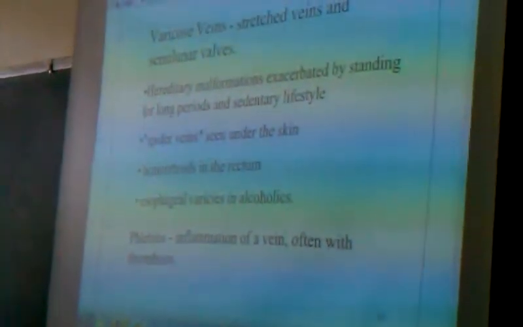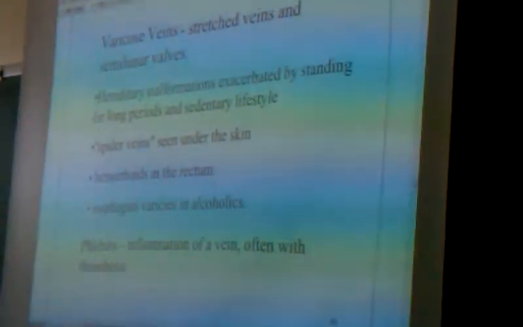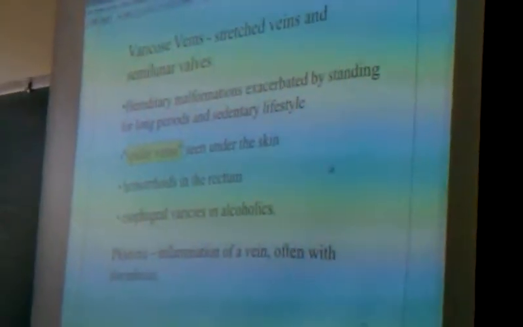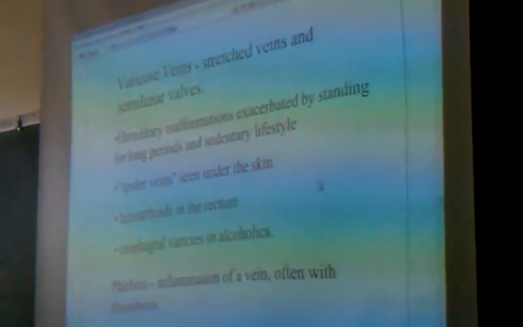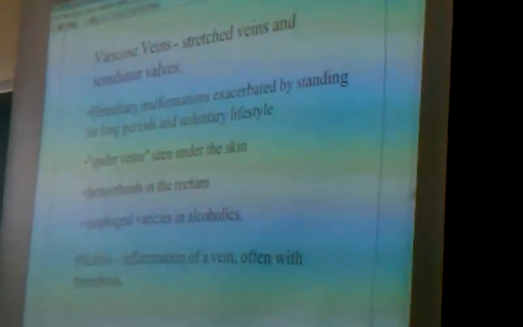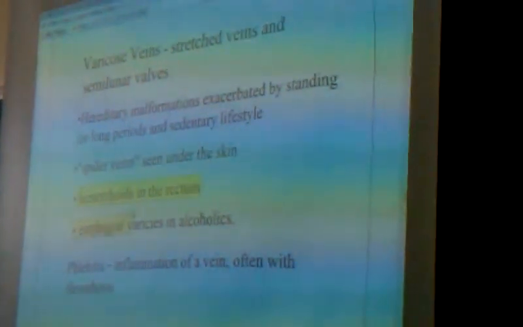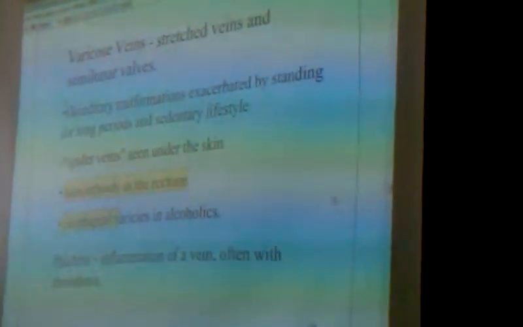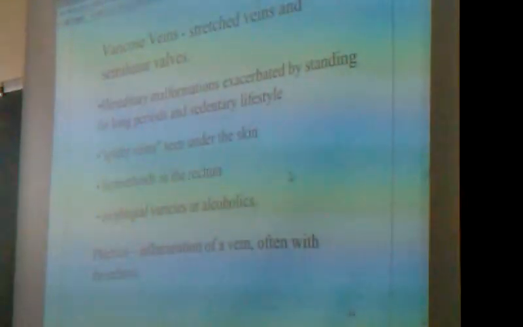This can also cause varicosities. Some forms of varicosities are seen as spider veins. They're seen just underneath the skin. They can be seen at any level of the body. Very often, varicosities, when they occur in the veins of the lining of the rectum, result in something called hemorrhoids. Hemorrhoids are varicose veins, and they're found in the rectum.